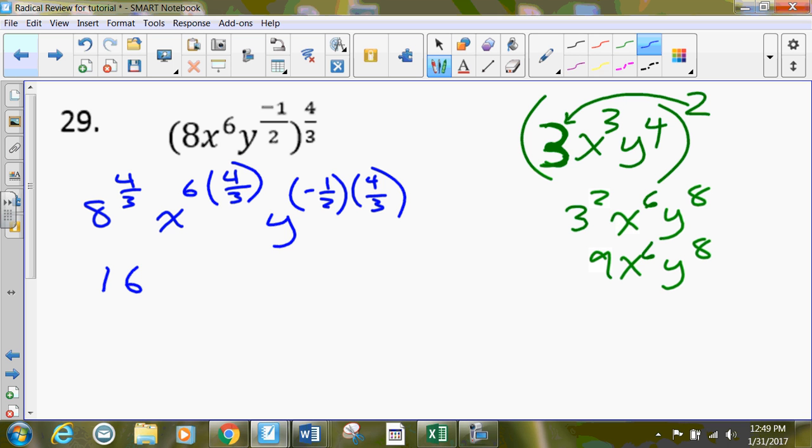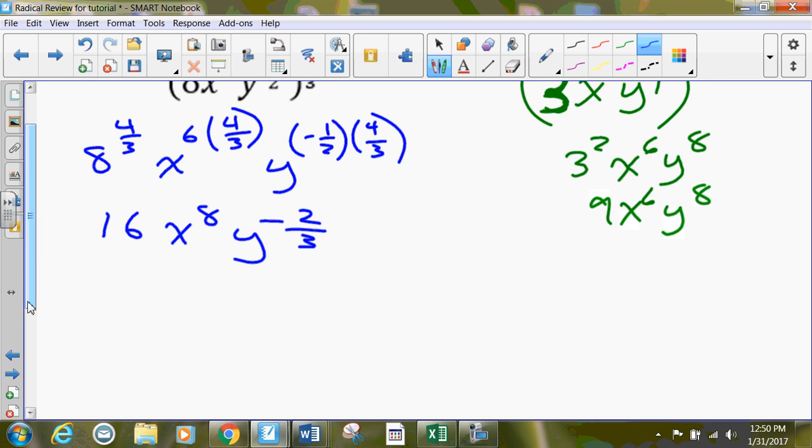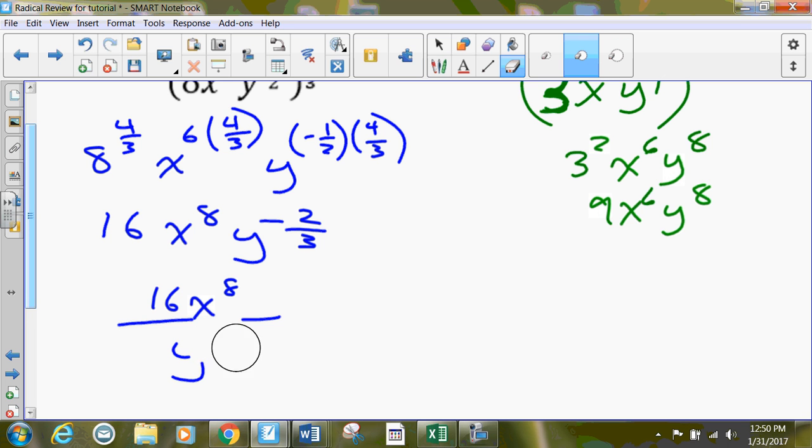Here we're going to multiply across. We're going to get what? 24 divided by 3, which is 8. So we'll get x to the 8th. Here we're going to multiply across. We'll get negative 4 over 6, which reduces to what? Negative 2/3. Yep, let's make it pretty. The 16x to the 8th stays on top, but that y raised to the negative power has to go into the denominator and becomes positive, of course.